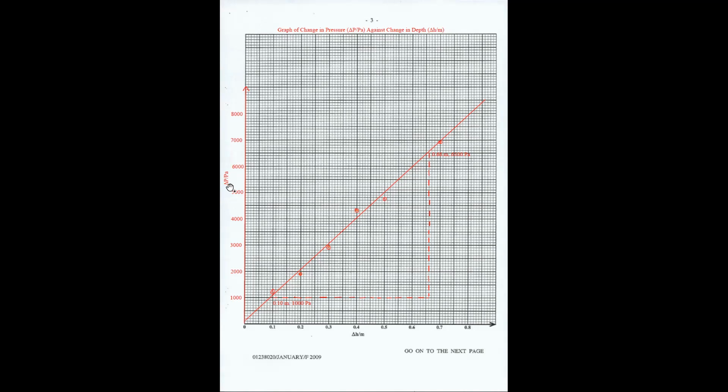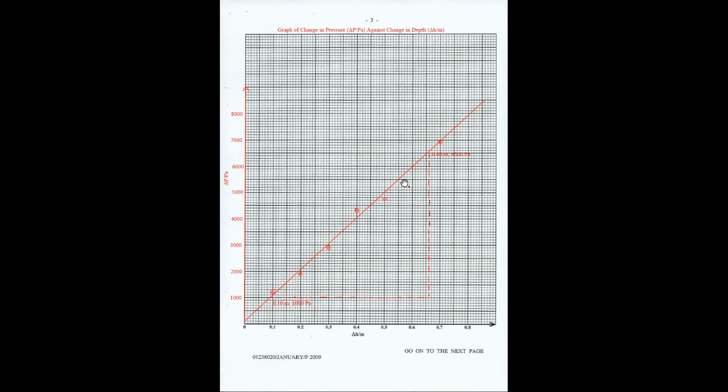Symbols for the quantities or the variables, as well as symbols for the unit. You must always put your unit. So the example, the filling in that they did for you here, you'd see that they have delta H slash M, telling you that the change in depth is in meters, right? So from this, you can know that you should have a similar labeling here.